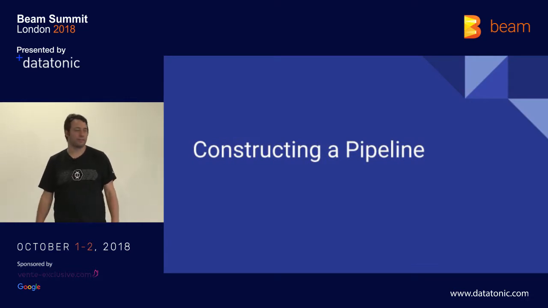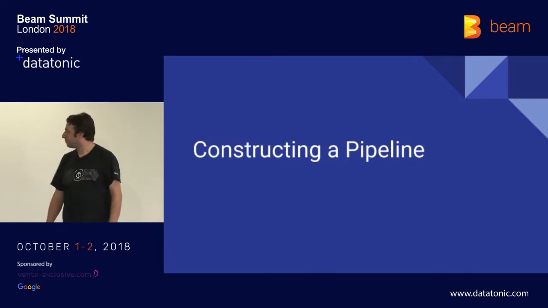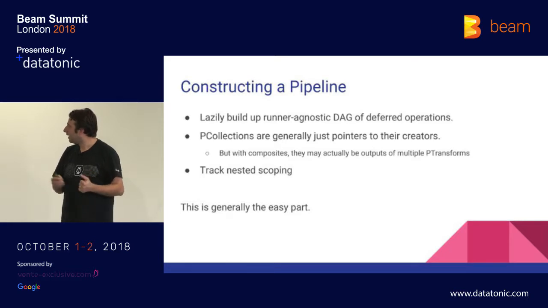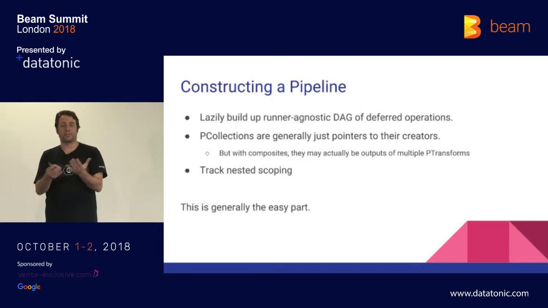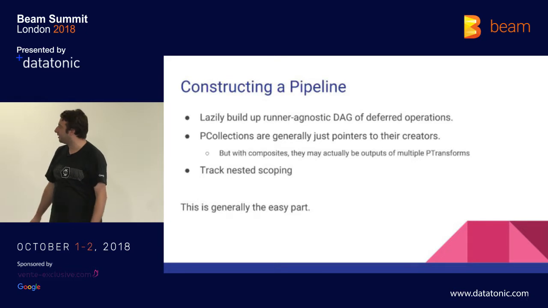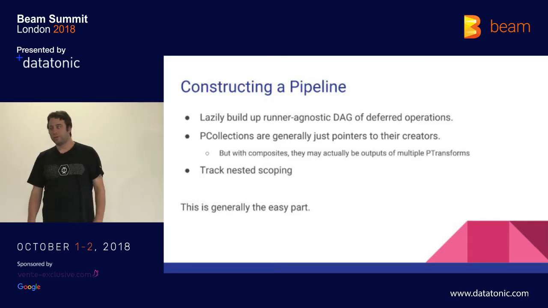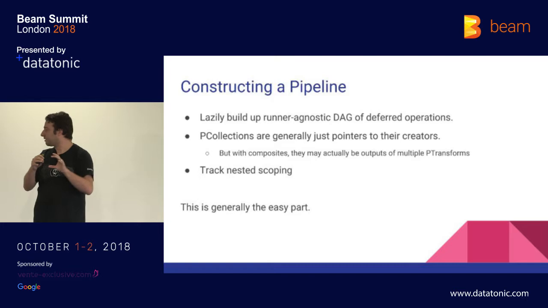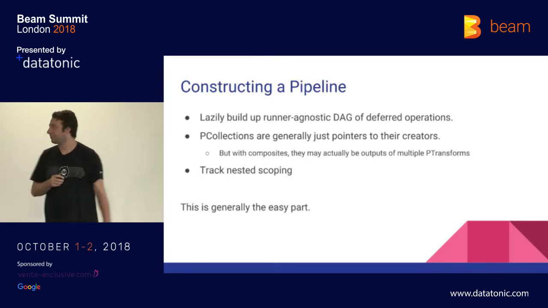So constructing a pipeline. This is the first thing that an SDK has to do. And it's actually not too bad. So you basically have to introduce a notion of PCollection, a notion of transform, and you just have to keep track of what the user did. So when the user has a PCollection, they apply a transform, you return some new PCollections that are just pointers back up to what happened. It's this deferred graph of operations. One of the complications is that PCollections may have multiple producers. So for instance, you have the count operation that has a group by key inside and a sum by ones inside. Well, that output of the count operation is also an output of the subtransforms.